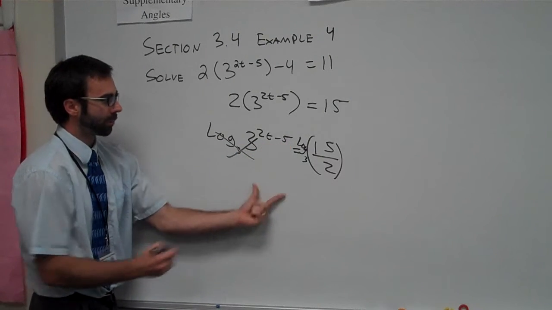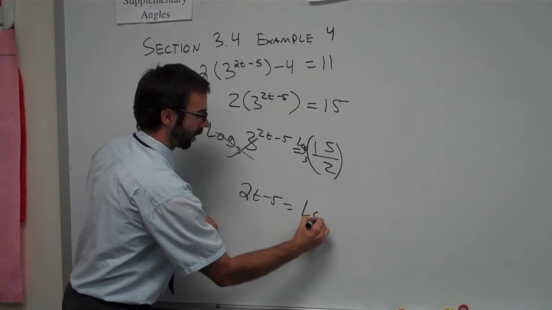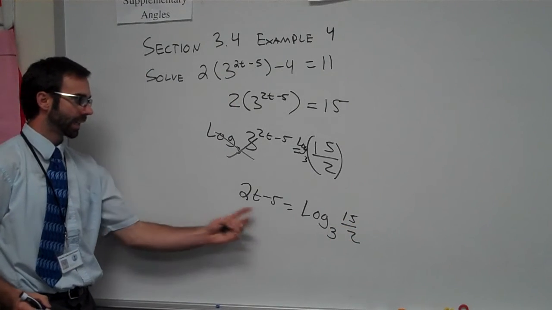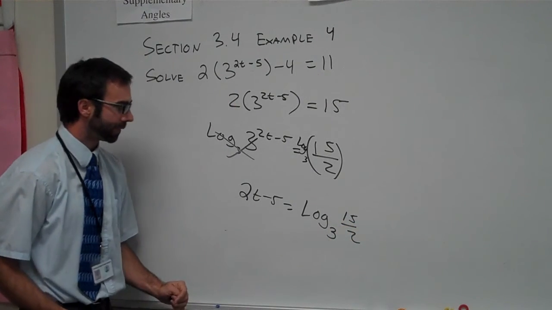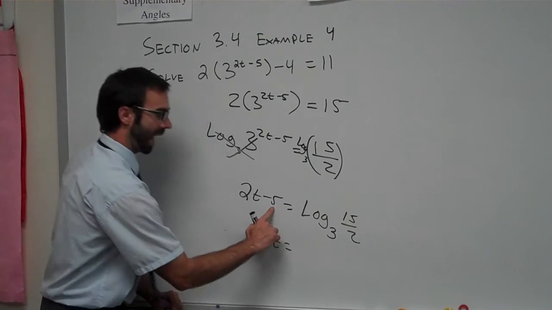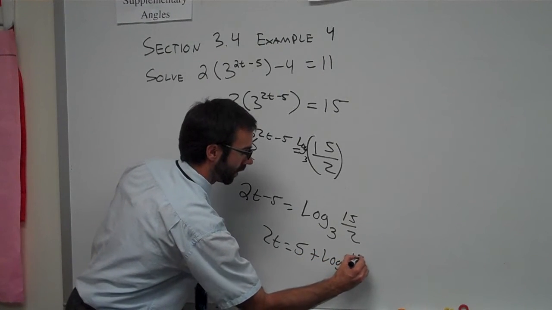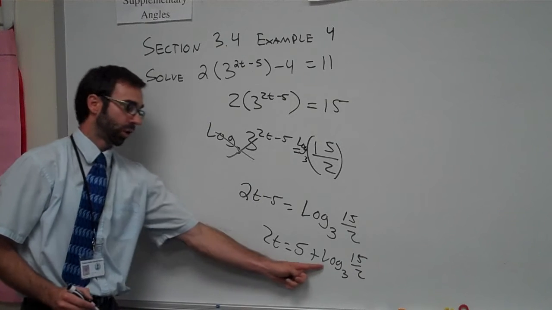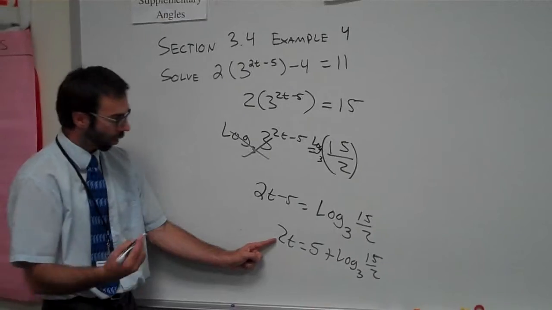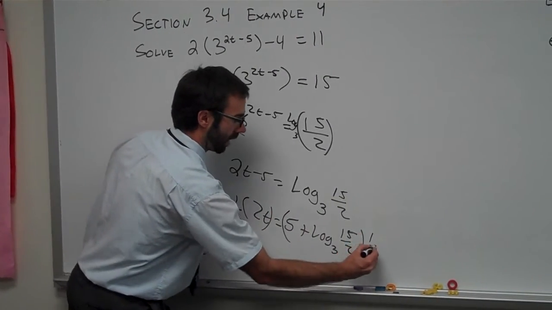And now we can bring this down. So we get 2t minus 5 equals the log base 3 of 15 halves. We're going to add 5 to both sides. So 2t equals 5 plus the log base 3 of 15 halves. Crunchy? Yes, crunchy for sure. Then we're going to divide by 2, which is the same thing as multiplying by a half. So I'm going to multiply the entire thing by a half.